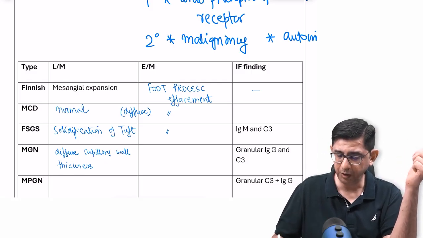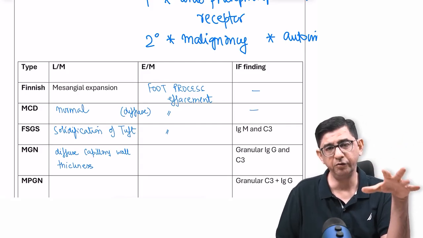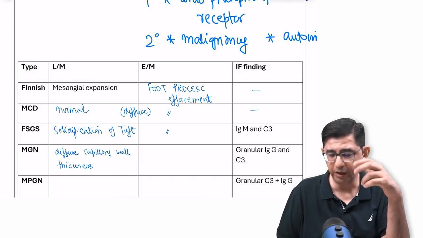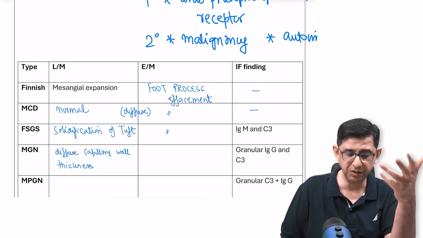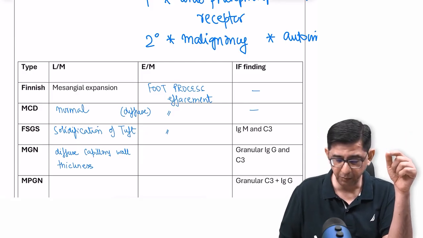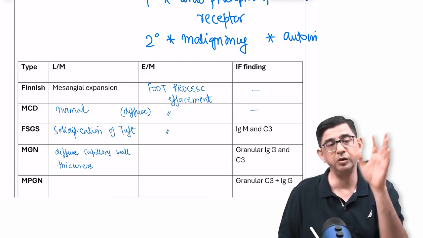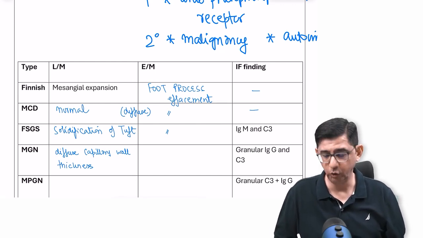And similarly for minimal change disease, there is no immunofluorescence finding, but for FSGS, the immunofluorescence finding will show IgM antibody and complement 3 deposition in focal segmental glomerulosclerosis, associated with HIV nephropathy and a couple of other examples. Then for MGN, it is a diffuse capillary wall thickening for light microscopy. Electron microscopy is very characteristic. That would be a spike and dome appearance.